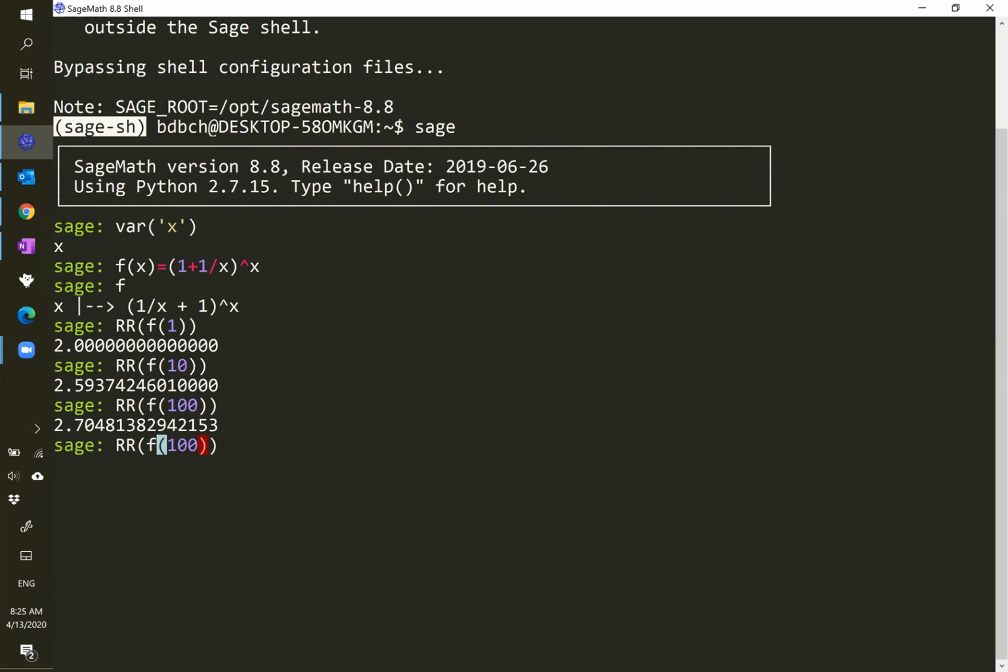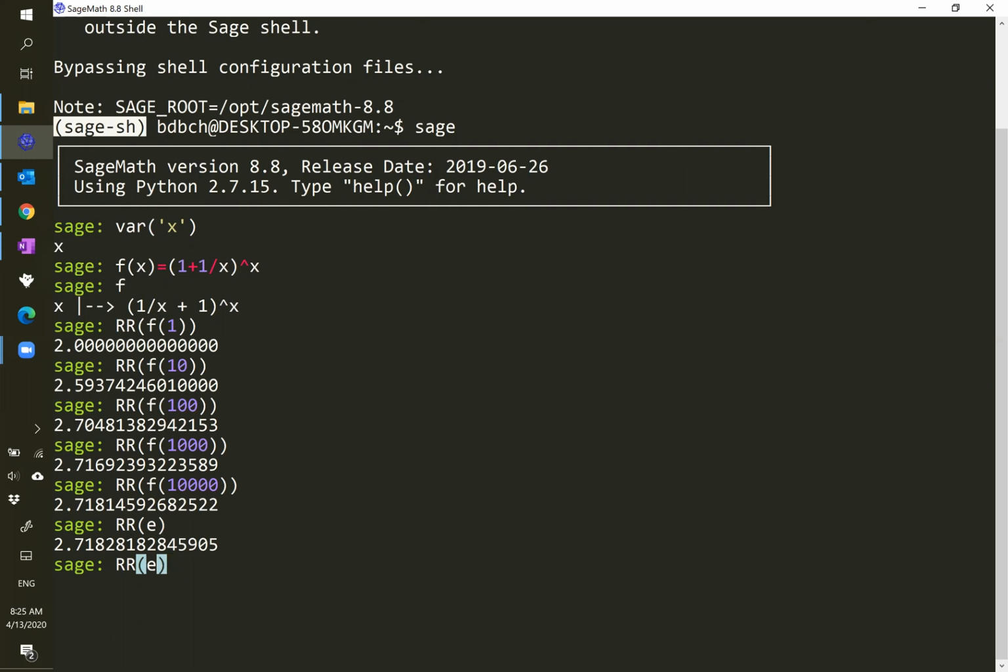Now if you plug in 1,000, you get 2.7169. The goal is 2.718. If you plug in 10,000, now you get 2.718. Remember what e is: 2.7182818 and so on. If you plug in one more 0, you see the approximation becomes a little slow. You see this convergence gets close to the number e, the base of the natural log.